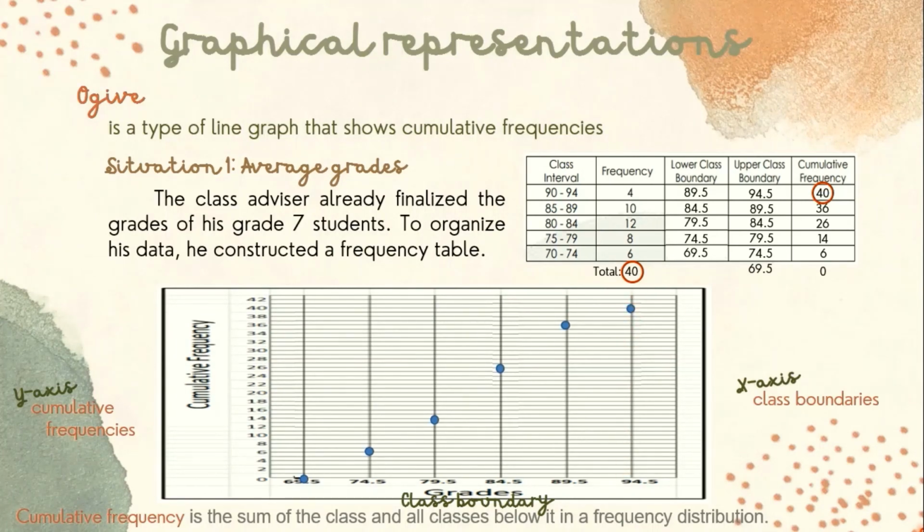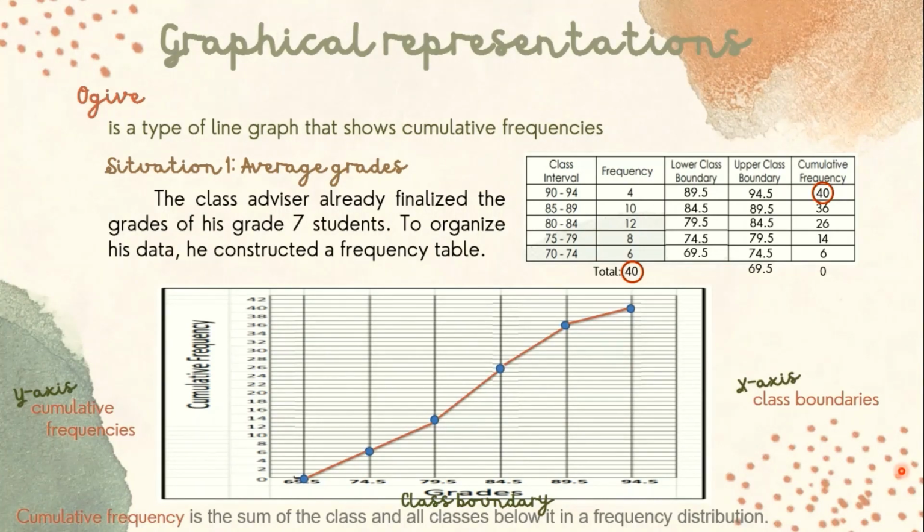Once done plotting, connect the dots from 69.5 to 74.5 to 79.5 to 84.5, 89.5 up until 94.5. Ito yung ating space for 69.5 to 74.5, which is the class interval 70 to 74. 74.5 to 79.5, ito naman ay yung para sa 75 to 79 na class interval. Ito yung third class interval natin, fourth, and then fifth class interval, which is 90 to 94.